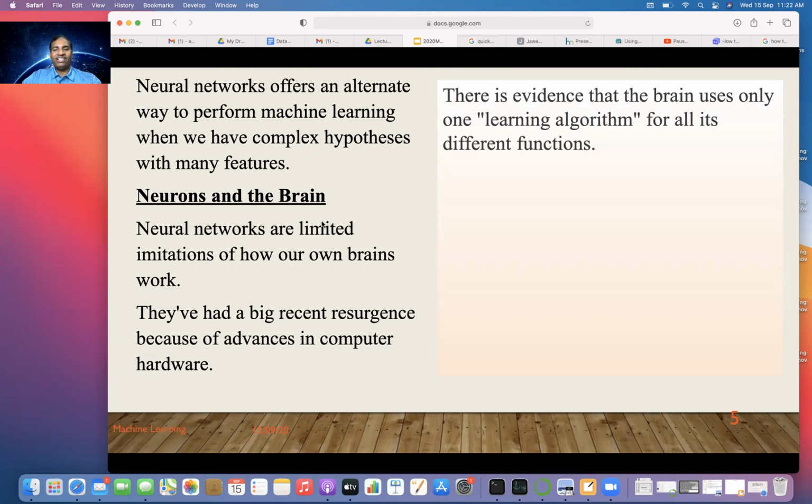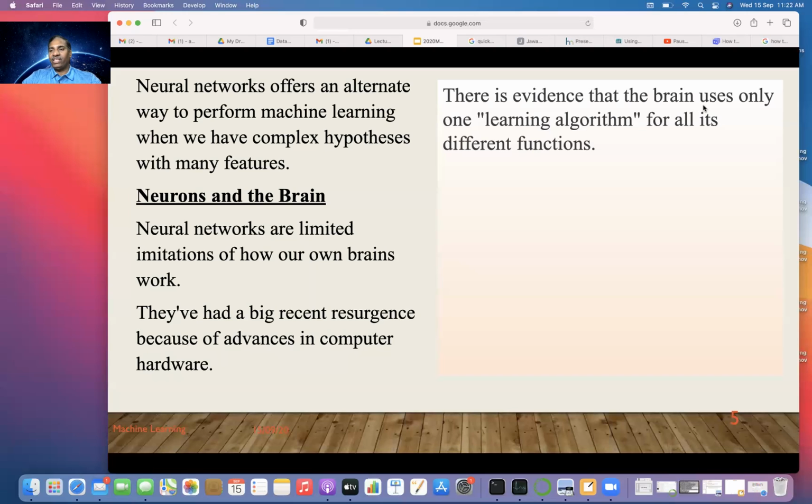But later on, people gave up that idea of exactly mimicking how a human brain works. Instead, they moved more to the computing side. But initially, the idea came from how the brain works. People wanted to imitate that.